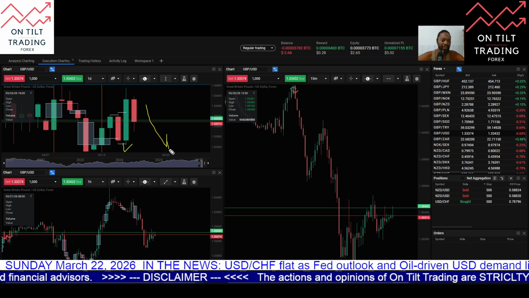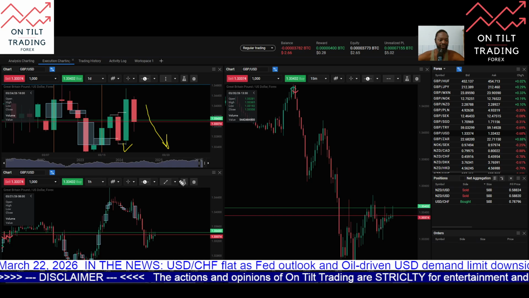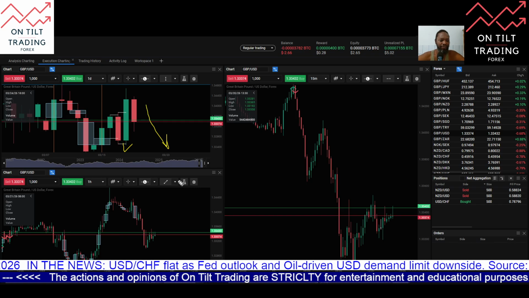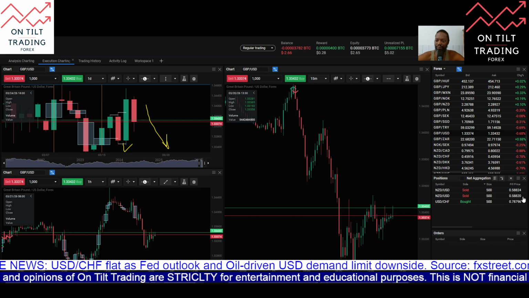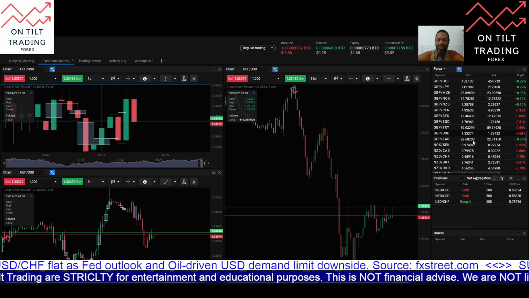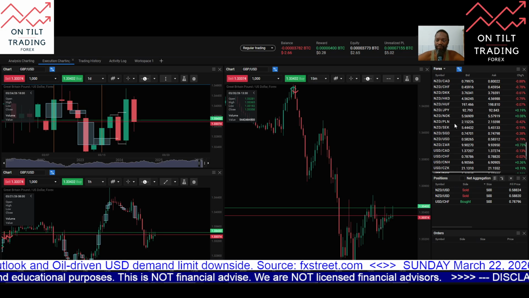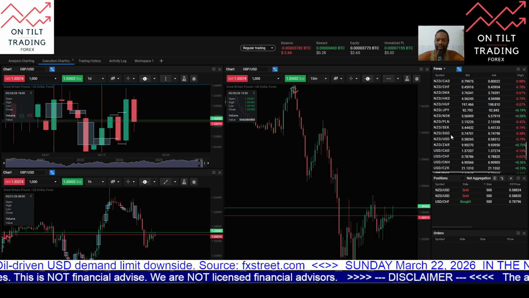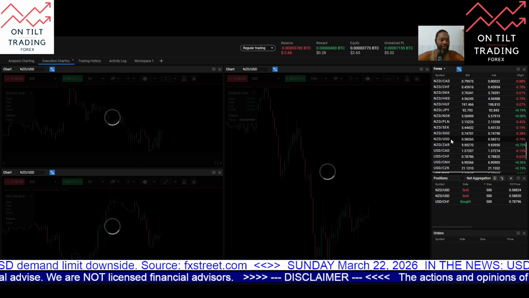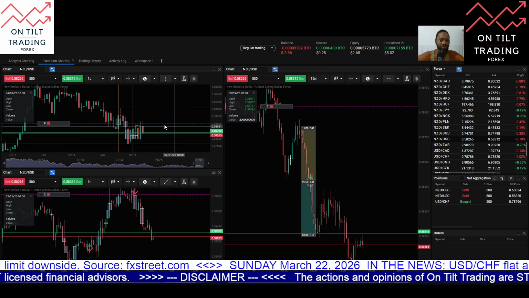So yeah, I'd say a likely return to the sell side, and all these pairs may stay stuck in these ranges, or may be able to break out this week. But I would say definitely ranging conditions here, market-wise.